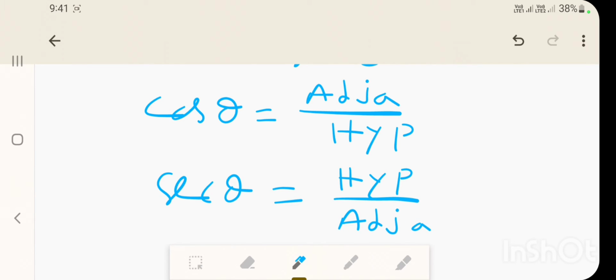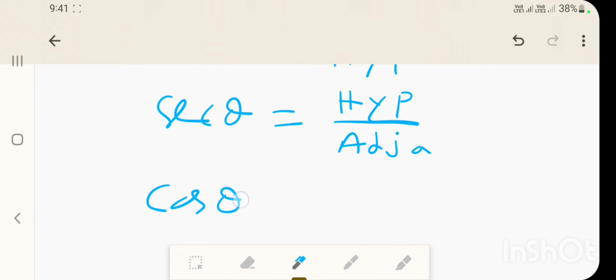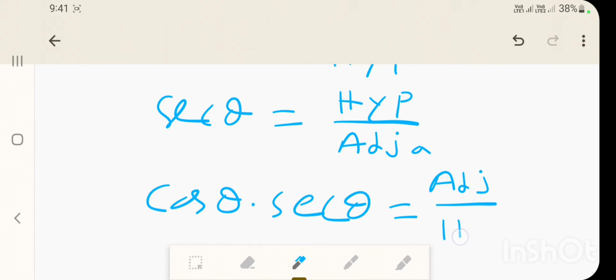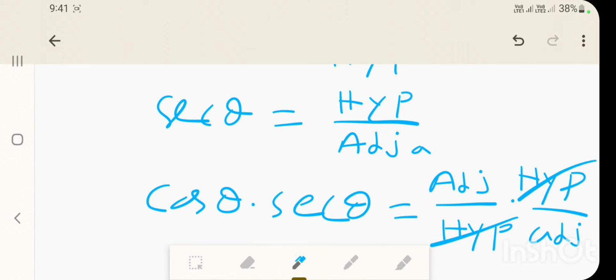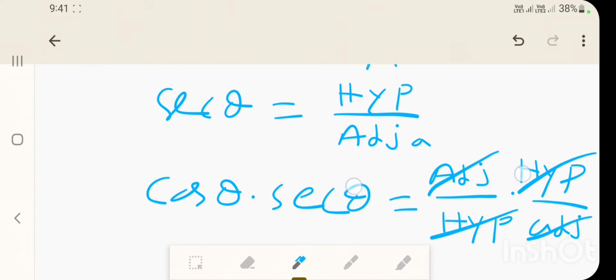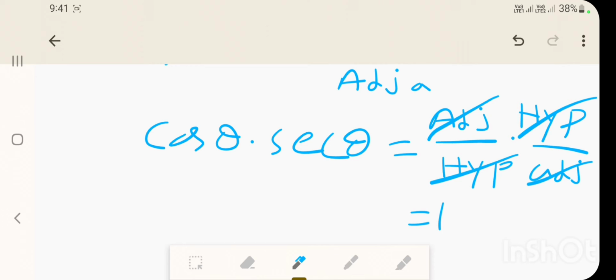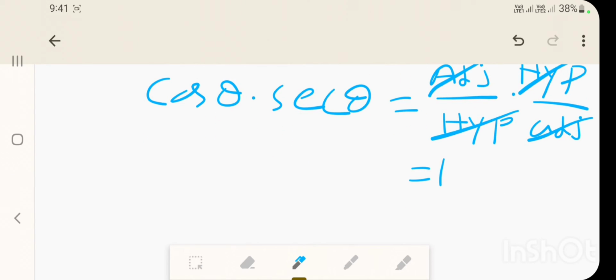So if you multiply these two, that is cos theta into secant theta, we have adjacent side length divided by hypotenuse length, into hypotenuse length divided by adjacent length. Here the hypotenuse from the numerator and denominator will get cancelled, and the adjacent length and the denominator adjacent length will get cancelled. We get 1. So cos theta into secant theta is equal to 1. This is the second relation we can have.